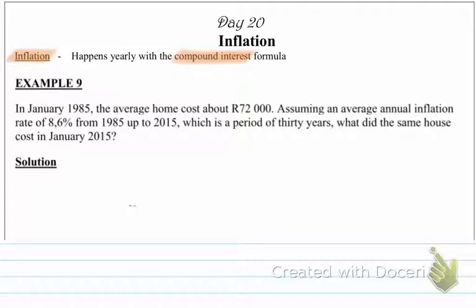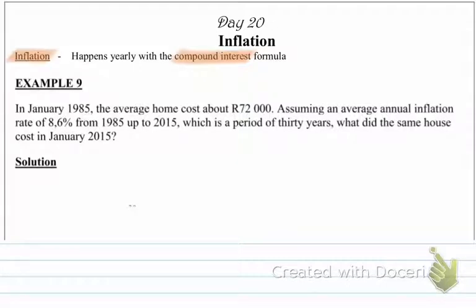Today we're going to look at financial maths, specifically at inflation and population growth. These notes you can find on the website. When we work with inflation, you must know that we will always use the compound interest formula. Let's look at an example.